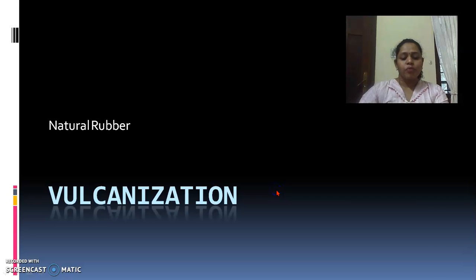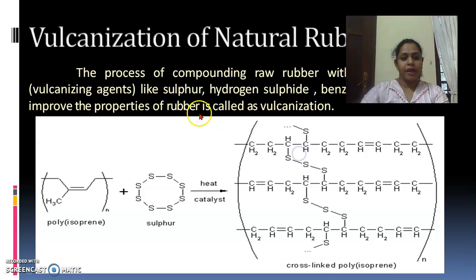So what we do is a process known as vulcanization to improve the properties of natural rubber. Vulcanization of natural rubber is a process of compounding the raw rubber with certain chemicals which we call vulcanizing agents, like sulfur, hydrogen sulfide, benzoyl peroxide, to improve these properties of the rubber. This is known as vulcanization. So this is polyisoprene, that is the natural rubber. Here we have the sulfur rings.